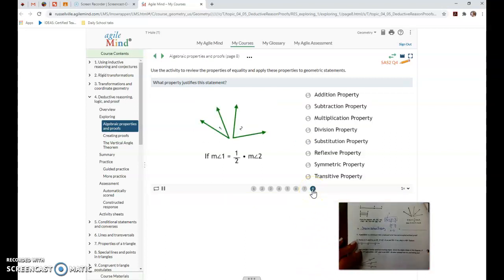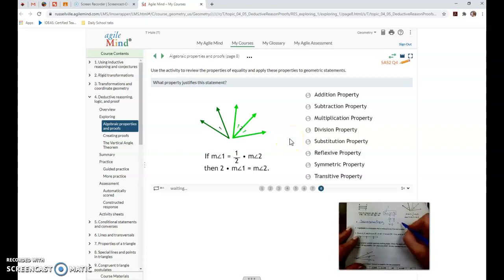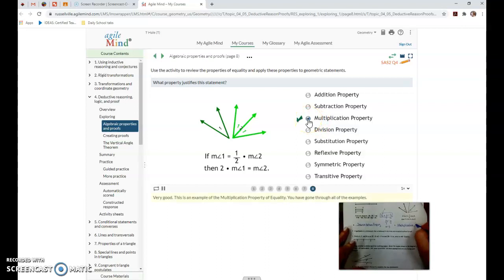Our last property, it says if the measure of angle 1 is half of the measure of angle 2, then that means it takes 2 of the measure of angle 1 to equal 1 measure of angle 2. So we got rid of the 1/2, which is the same thing as dividing by 2, by multiplying by 2. So we know that those are inverse operations. On this one, we are multiplying both sides by the same number, so that's the multiplication property. I guess I should click on it here so you can see that.